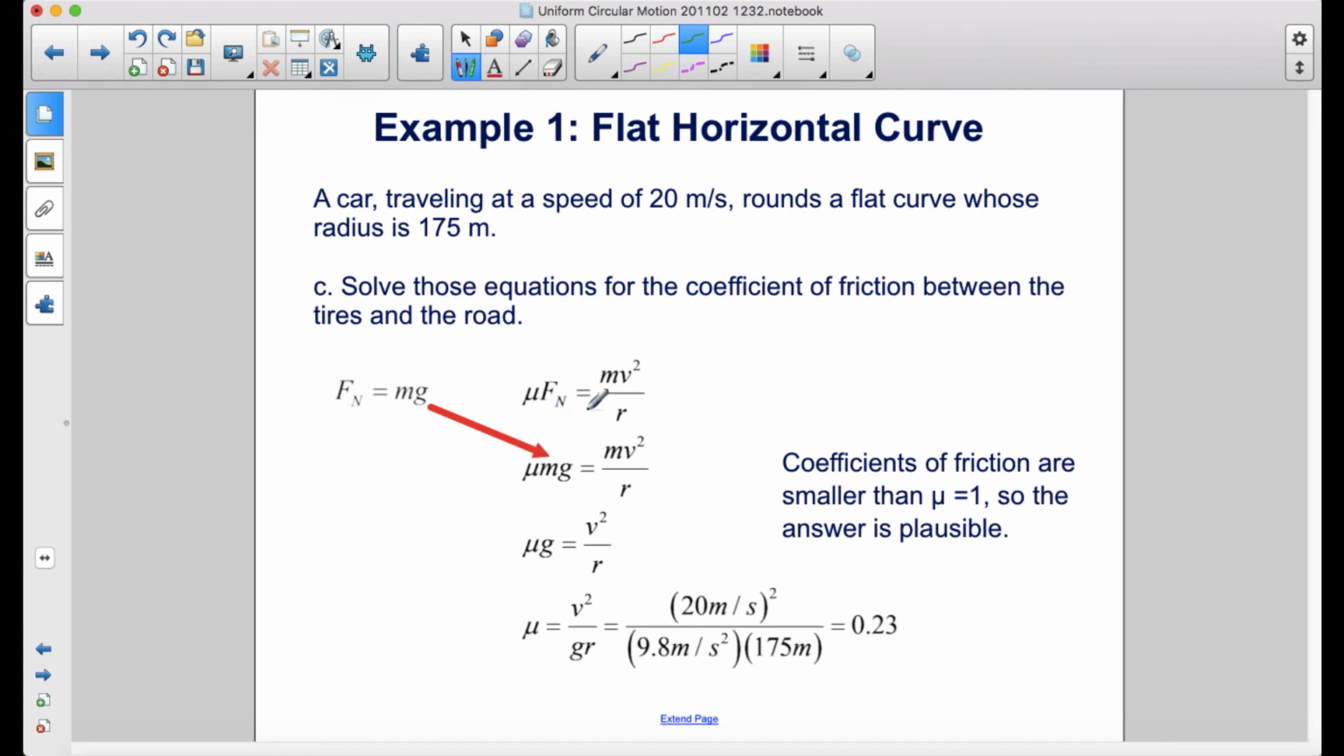Mu times the normal force equals mv squared over r. We solved on the previous slide for the normal force, which was mg, so we're going to substitute that in right there. Then we can go ahead and cancel those m's. Then we have mu g equals v squared over r. We're solving for the coefficient of friction, so we're going to solve for mu. Divide both sides by g, and we get mu equals v squared over g times r. Then we go ahead and plug in our numbers, and we get 0.23. And generally, coefficients of friction are smaller than 1, so this answer is plausible.